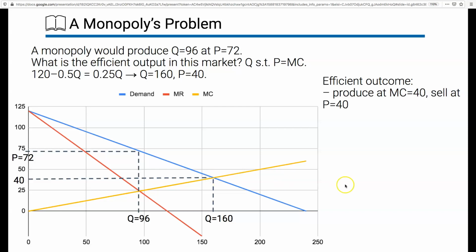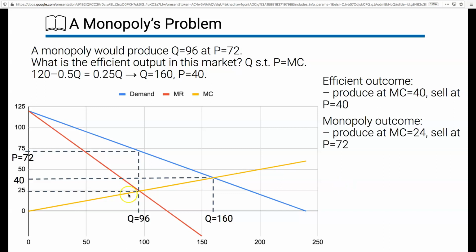Going back to the monopoly's outcome, the monopoly produces the last unit at 24, sells it at 72, and reaps huge profits. So clearly, the monopoly here is inefficient because price for a monopoly greatly exceeds the marginal cost. And because of that, we can calculate the deadweight loss that the monopoly generates by calculating the gains from trade that it forgoes. And the gains from trade in the situation will be the area of this triangle.